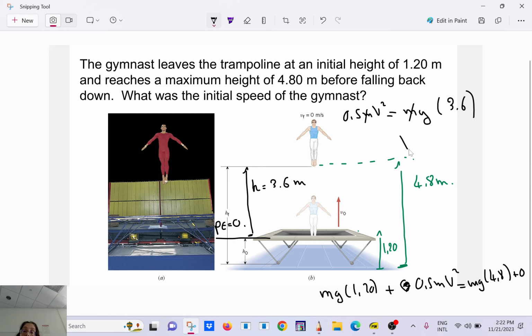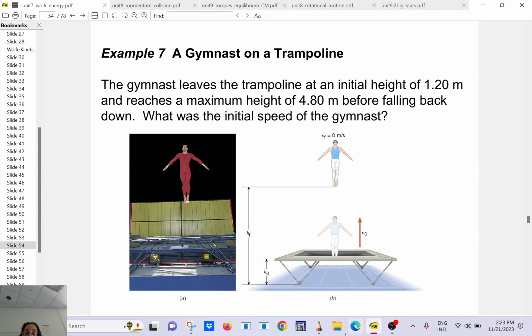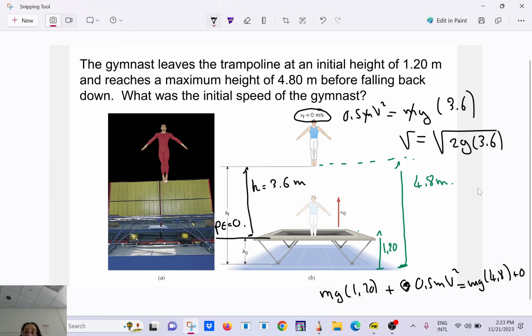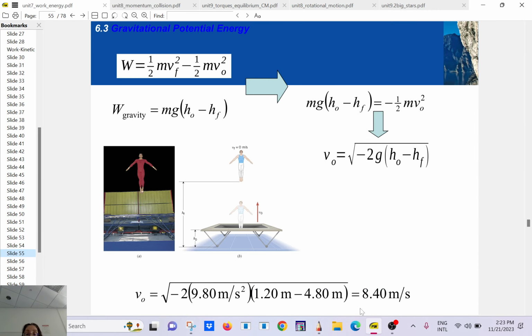And what do you get? Always assuming that the final velocity is zero. Right? Are we good? And you will find the same answer. And you see, it's always the same equation: v equals the square root of 2gh, when there is only kinetic energy on one side and gravitational potential energy on the other side. So the answer is 8.4.